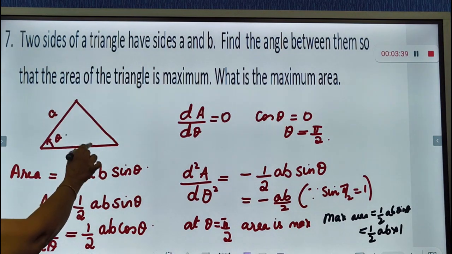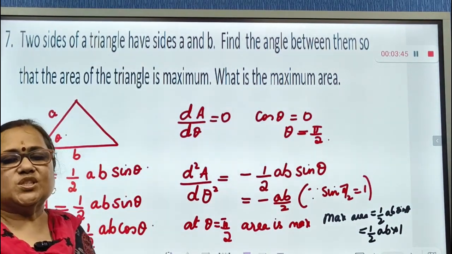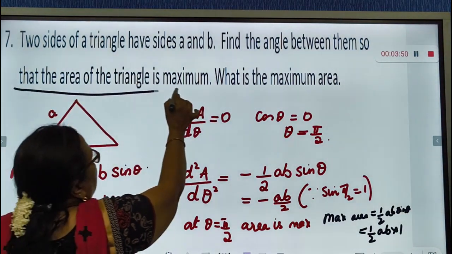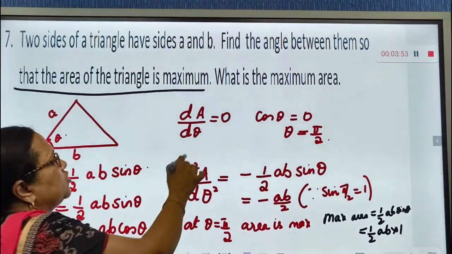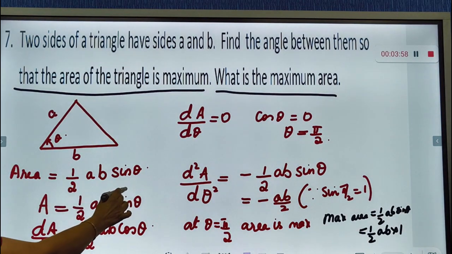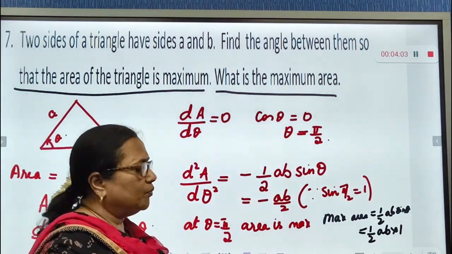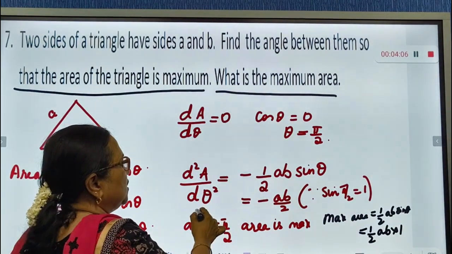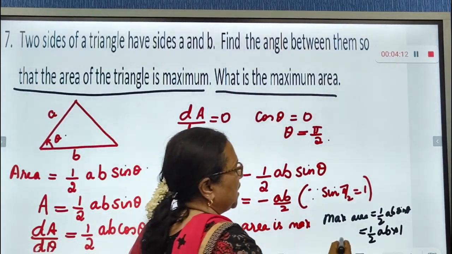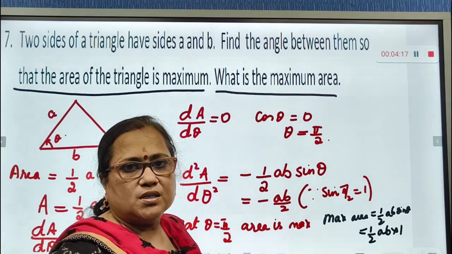So two sides of a triangle are given, they are constants, but you can keep on varying theta. The question is, find the angle between them so that the area of the triangle is maximum, and also find what is the maximum area. Area of a triangle is half AB sin theta. We differentiated and found the critical point to be at theta equal to pi by 2. When theta equals pi by 2, the second derivative is minus AB by 2, and the maximum area is half AB into sin pi by 2, which is 1, so AB by 2. Is it clear?